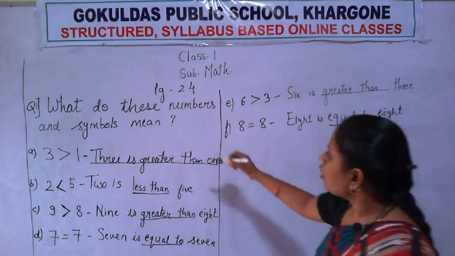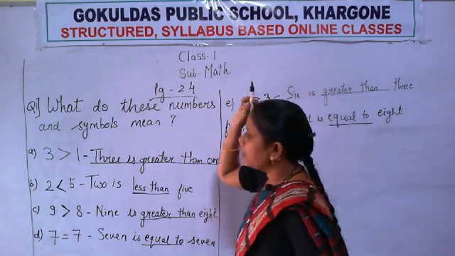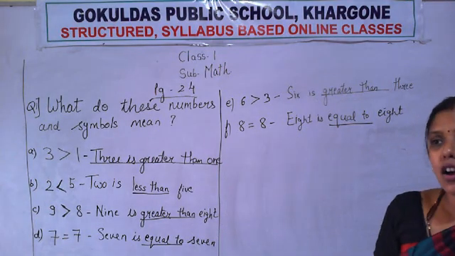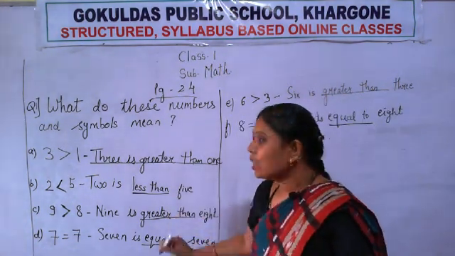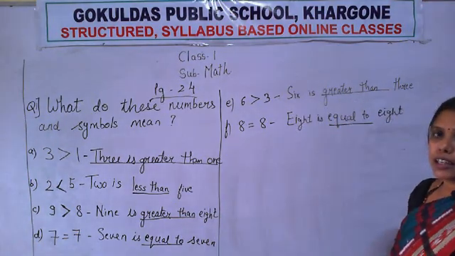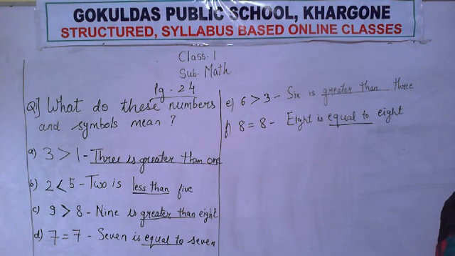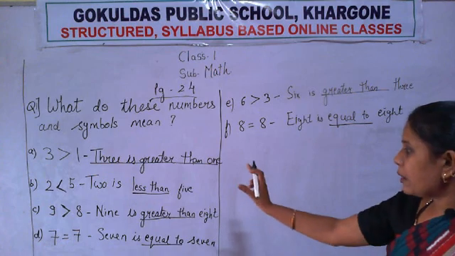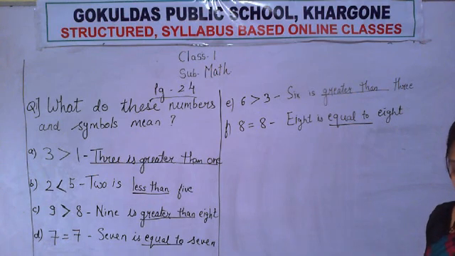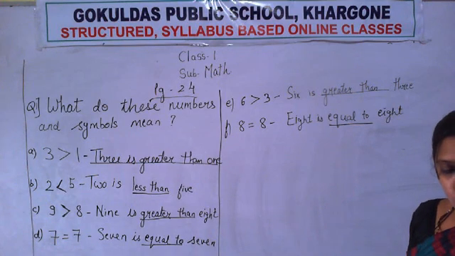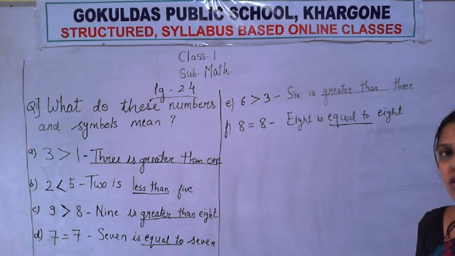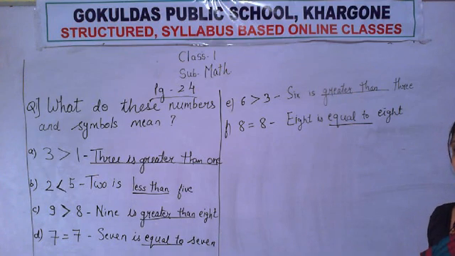Okay. The page number I have already mentioned: these questions are given on page number 24, and it is the first question. Blanks are given. So we only have to fill in the blanks with less than, greater than, or equal to. So you first fill in the blanks. Those who are slow writers, first write all the answers in your book. Then afterwards you note it down in your notebook.